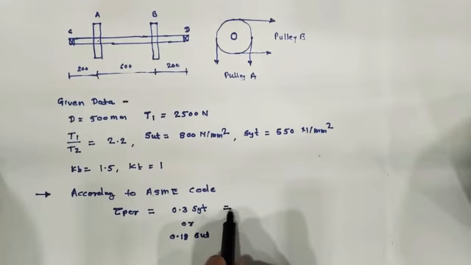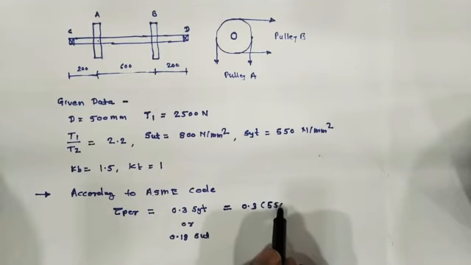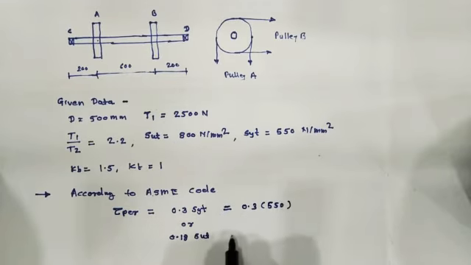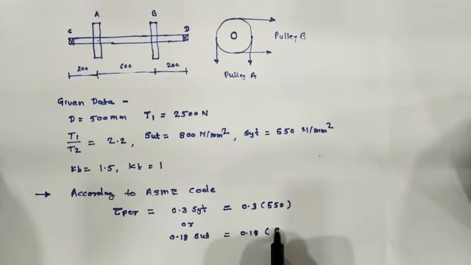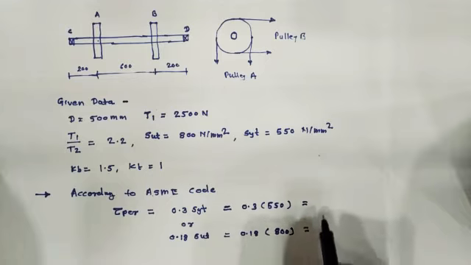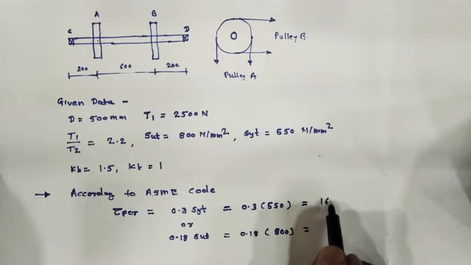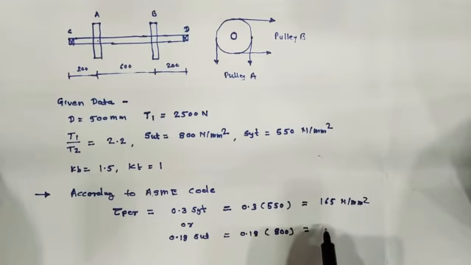We have both the values: 0.3 into 550 SYT or 0.18 into 800 SUT. Calculate both the values. It comes, one is 165 Newton per mm square and another is 144 Newton per mm square.